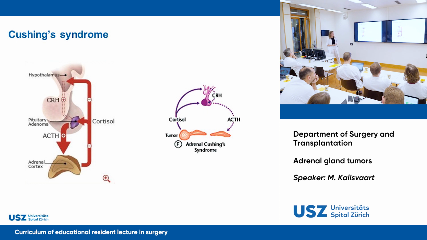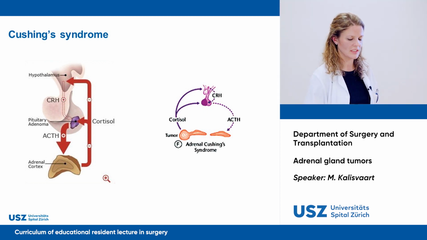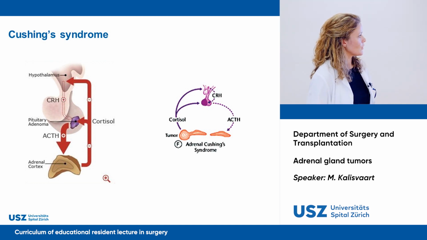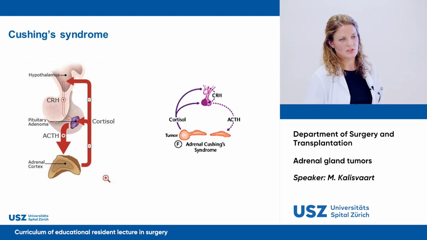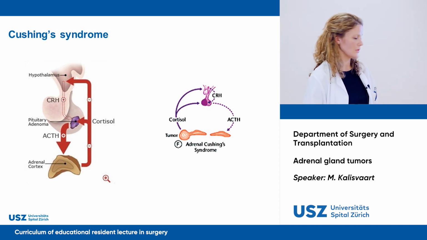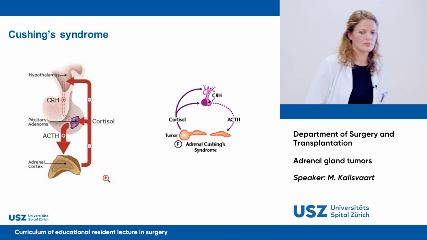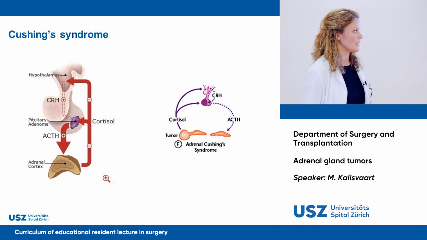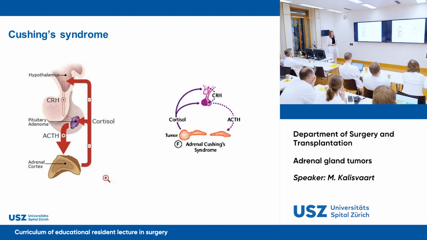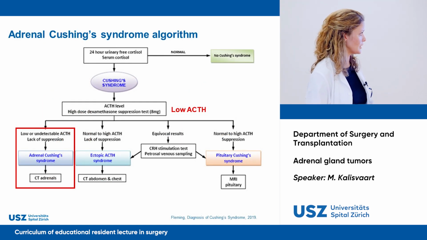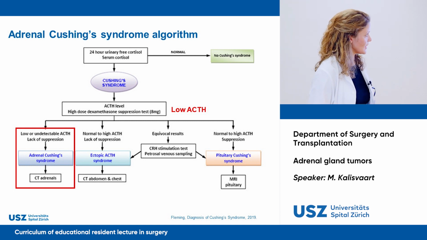This is the axis of the cortisol metabolism, with the hypothalamus, pituitary, and the adrenal cortex. You can see that with the release of ACTH, the cortisol will be released from the adrenal gland, which then gives a negative feedback back to the hypothalamus. Then, in case of an adrenal Cushing syndrome, there's an excessive release of cortisol, which will then give a negative feedback back to the hypothalamus and subsequently the pituitary, and you will have low levels of ACTH. This is also shown here in this figure.